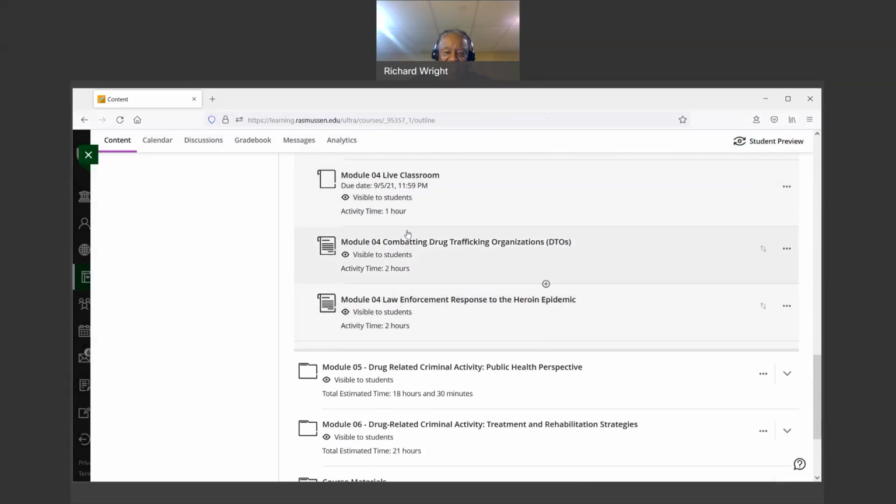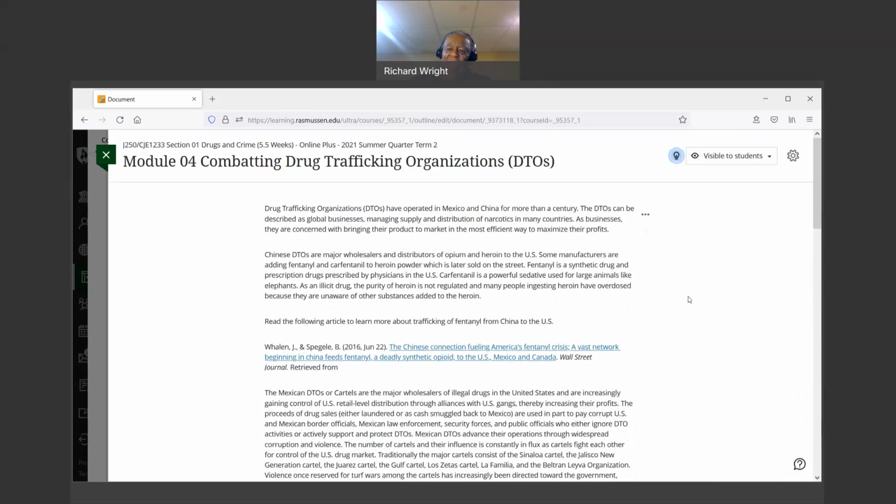So we're going to talk about these two things tonight: combating drug trafficking organizations. You should be aware that this drug trafficking organization is run like a business. They have supply chains, distribution of narcotics all over the world, and they want to make money, and they use the most efficient way to maximize their profits.